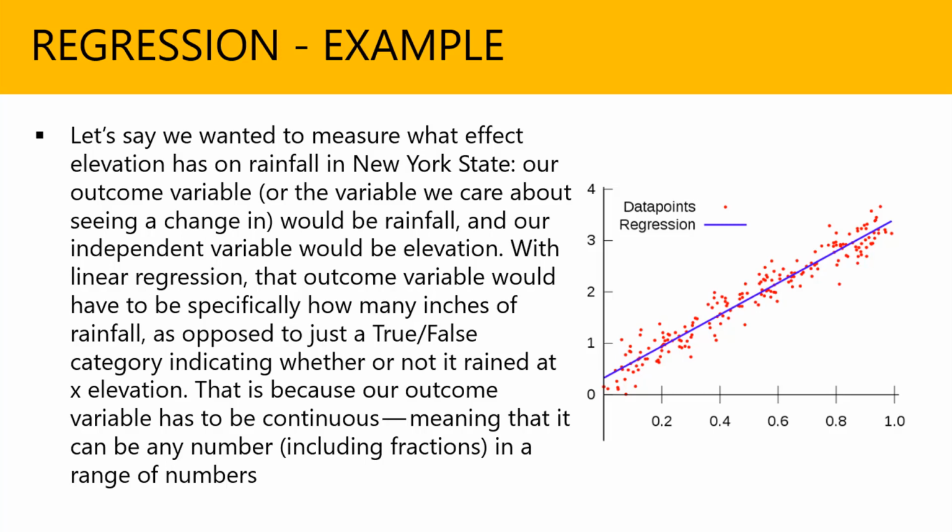That's because our outcome variable has to be continuous, meaning that it can be any number, including fractions, in a range of numbers. Here on the chart, you can see all these data points in red being input, and then you have the regression, a linear relationship between the elevation and rainfall.